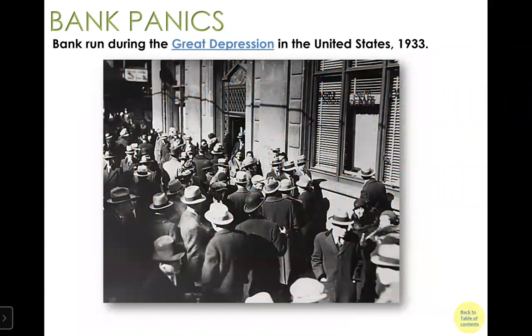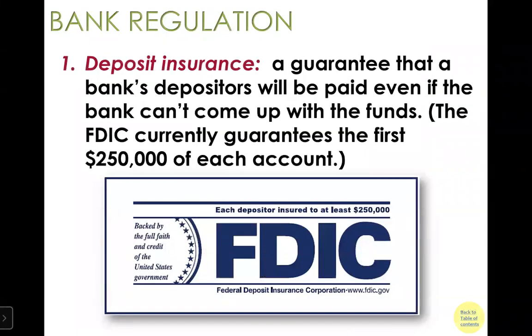Those are just historical episodes. To avoid bank runs, the central bank has several regulations. There are 4 types of regulations. First is called deposit insurance. Deposit insurance is a guarantee that the bank's depositors will be paid in case the bank fails. And the law regulates that each bank must insure the first $250,000 of each account.